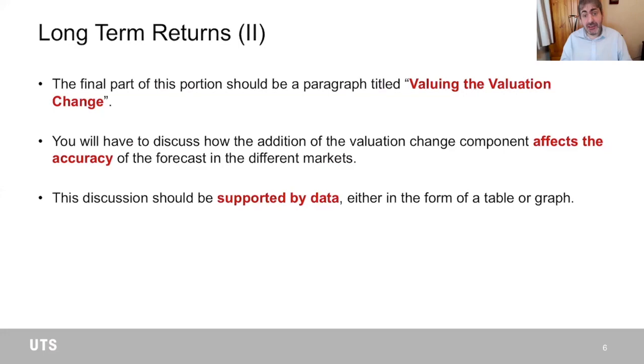In this case, there is a paragraph called value in the valuation change where you need to discuss how the additional valuation change affects the accuracy of the forecast in the different markets. We have seen that the difference between the earnings based and sum of parts is the additional valuation change. And so you need to provide some data, a picture, some graph, a table, something, and explain to your client, hey, look, the additional valuation change, that is a bit controversial, AQR doesn't do it, this other guy does it, etc. It works well in the US, poorly in the UK, or whatever. So you need to explain what goes on, okay?